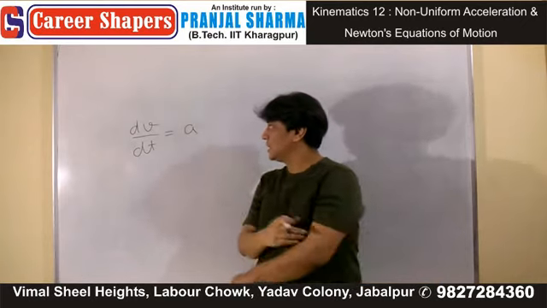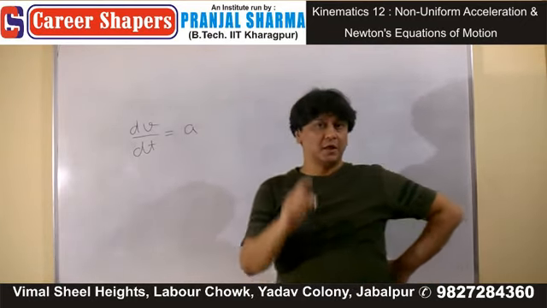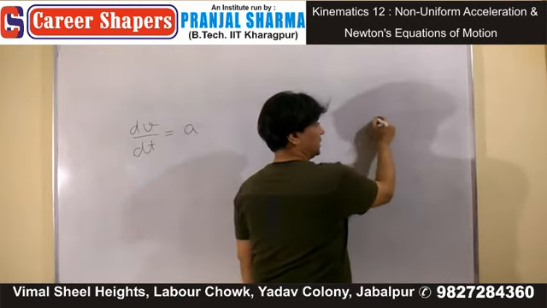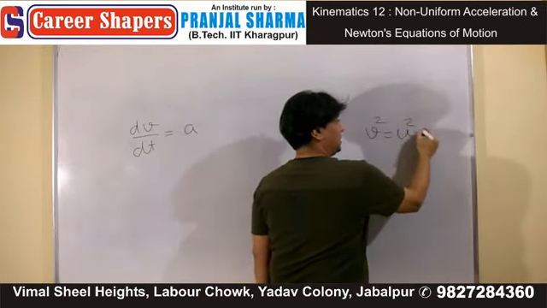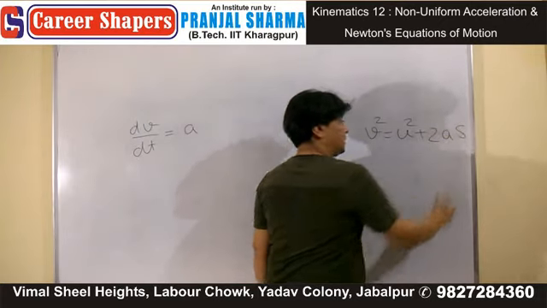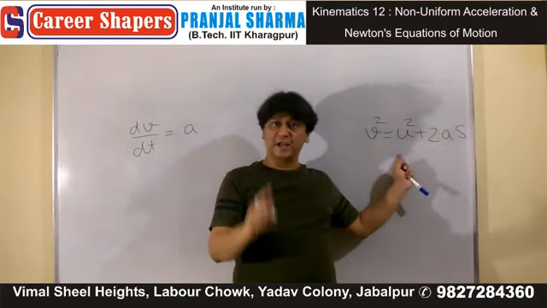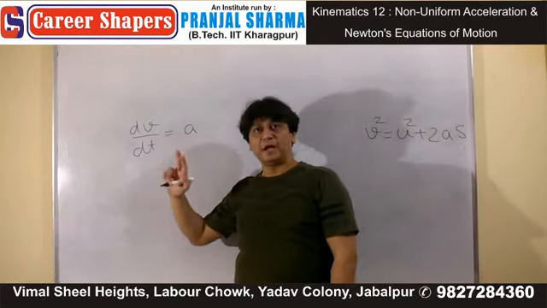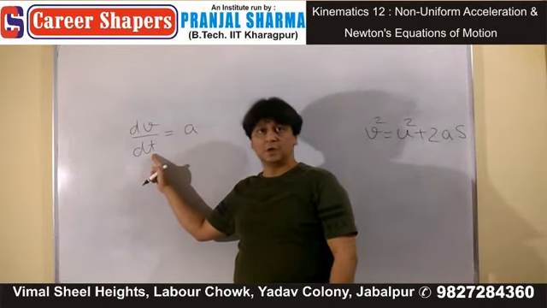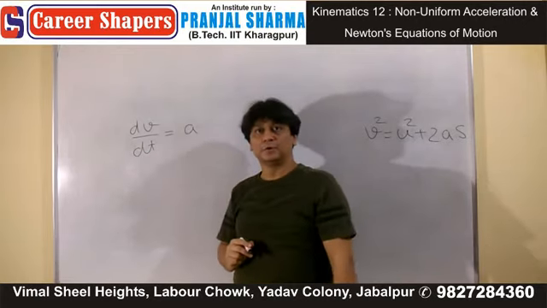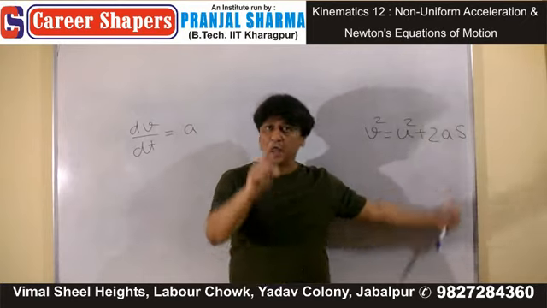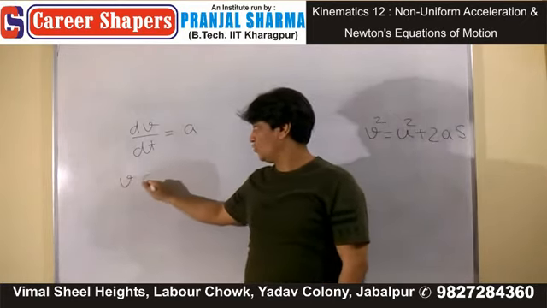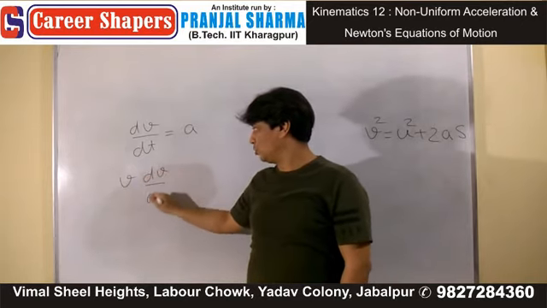Pay attention. dv by dt equals a. But everybody knows that in the third equation, there is no term of t present. T is not present. And if somebody tries to integrate this, t will definitely come. We don't want t. And therefore, look at this part. Multiply v on both sides.